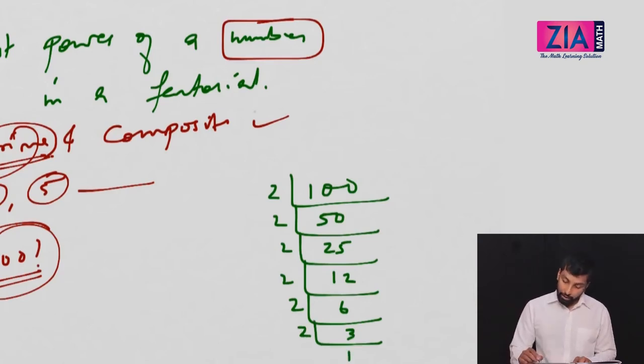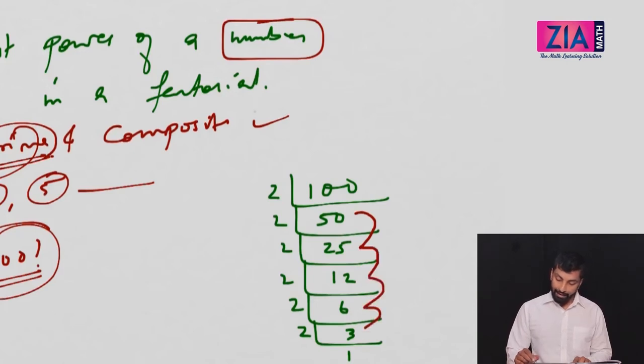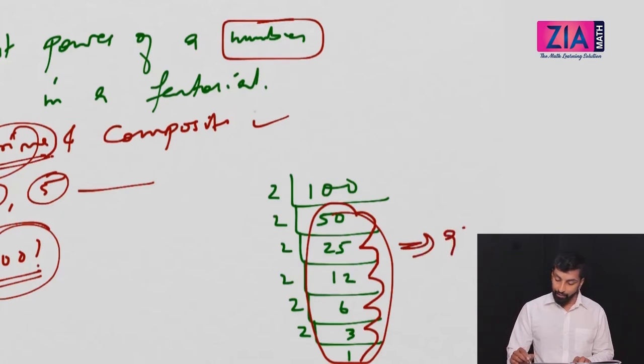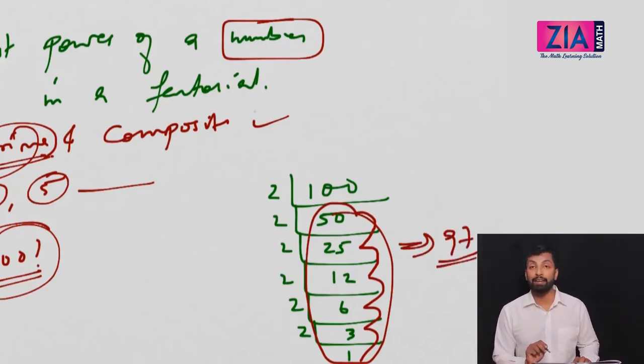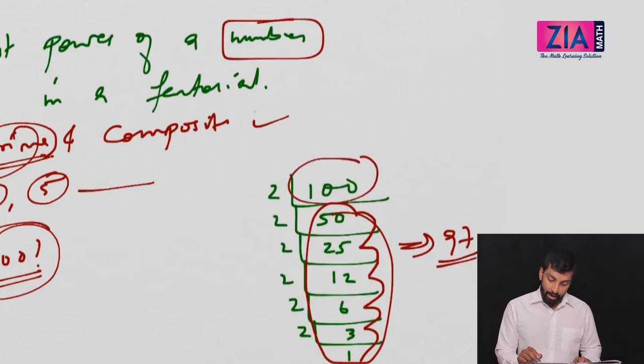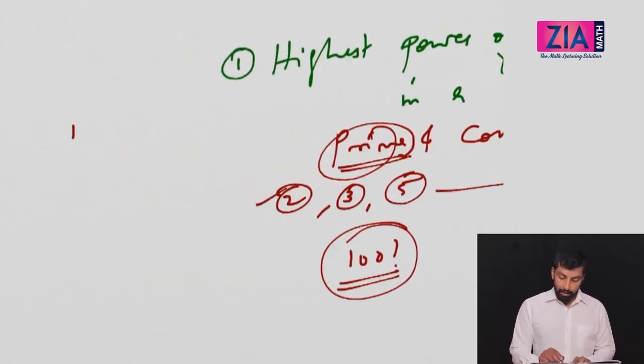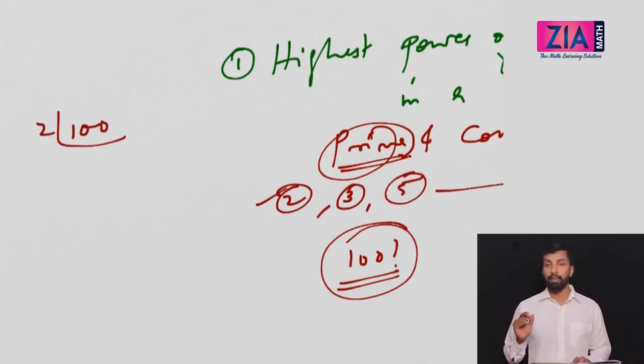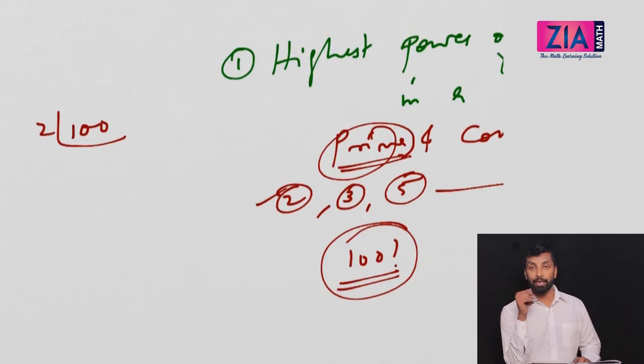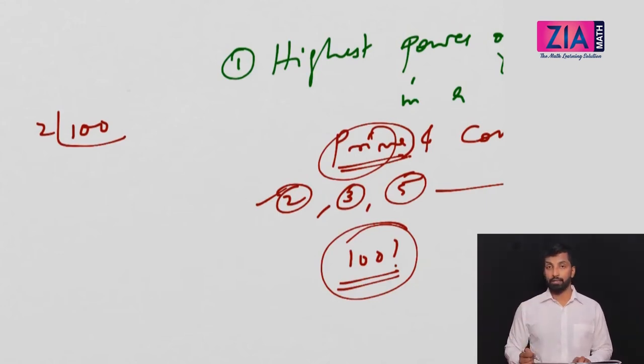Now, what all things did you get here? 50, 25, 12, 6, 3, 1. You add everything, you get 97. What does this mean? 97 2s are there in 100 factorial. So how are you finding it? It's very simple. For 100 factorial, how many 2s are there? You divide by 2 continuously till you get a number less than 2, and add all the quotients that you got.